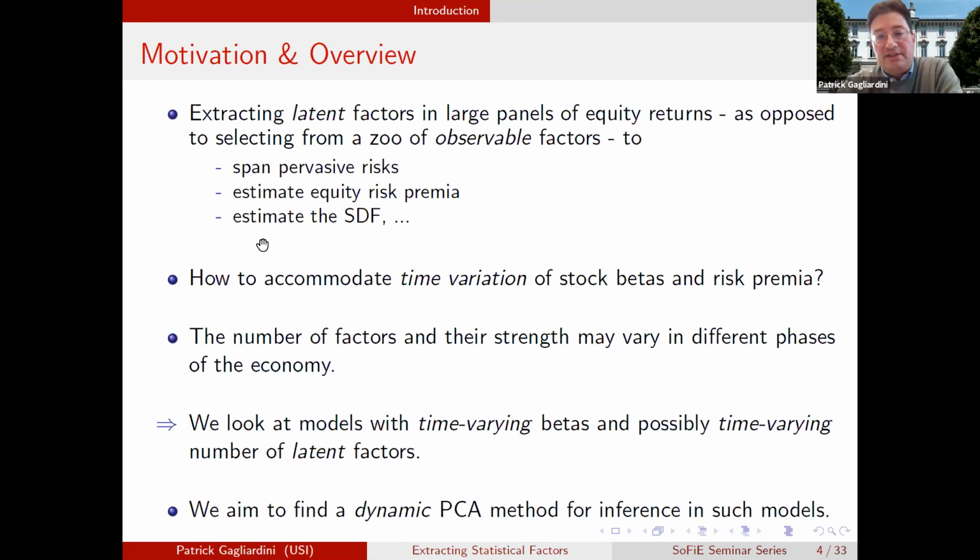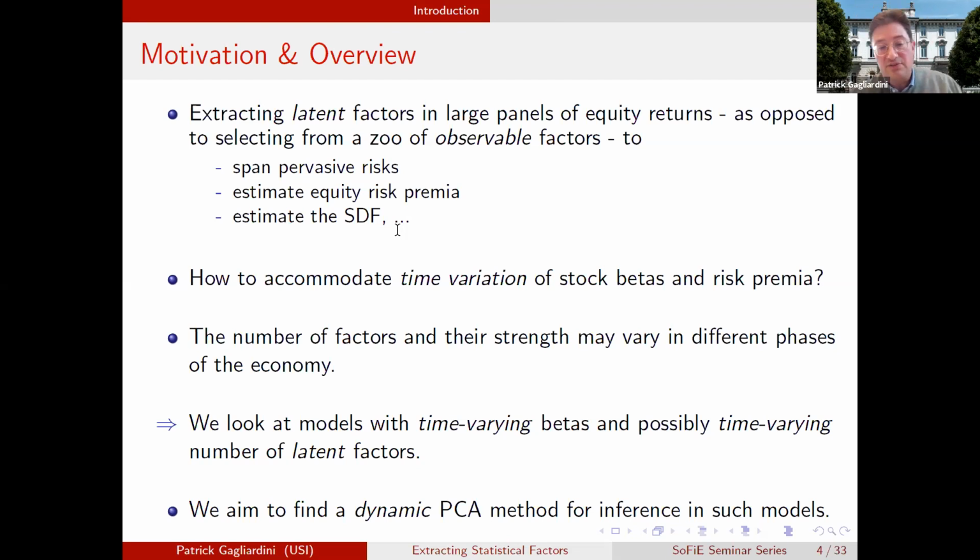Now, when using individual stocks, it's very important to accommodate the time variation in the betas of the stocks and time variation of the premium. And there can be systematic components in the time variation of the betas. It could be that some factors actually become more important or less important in some phases of the market, and maybe the number of these factors is also time changing.